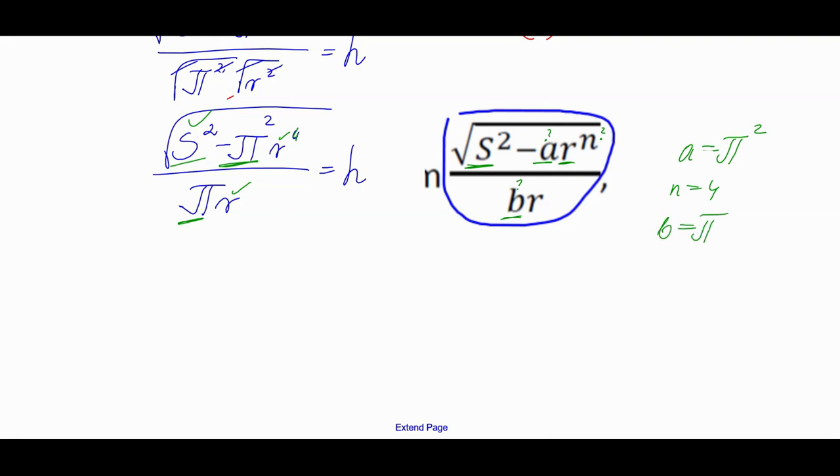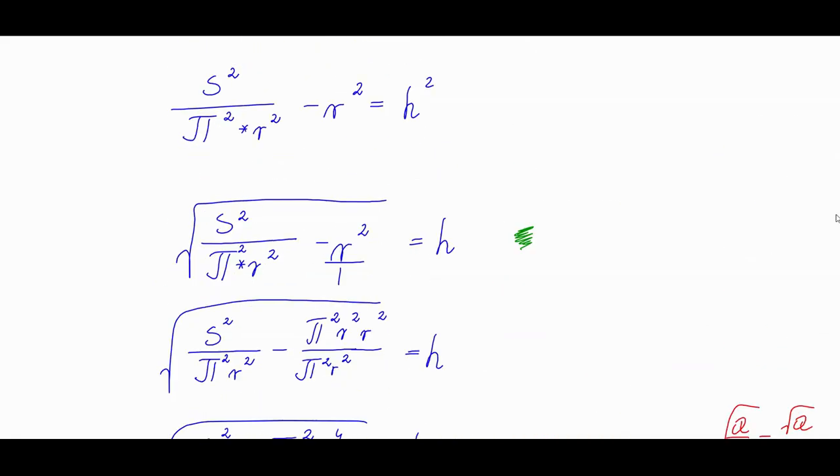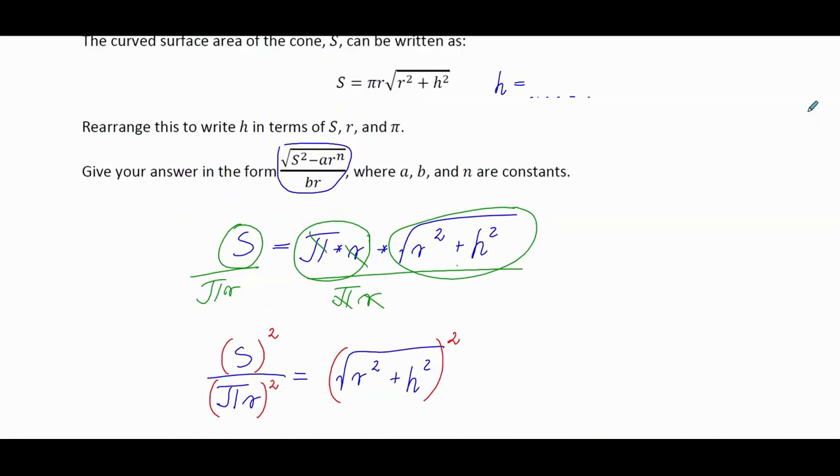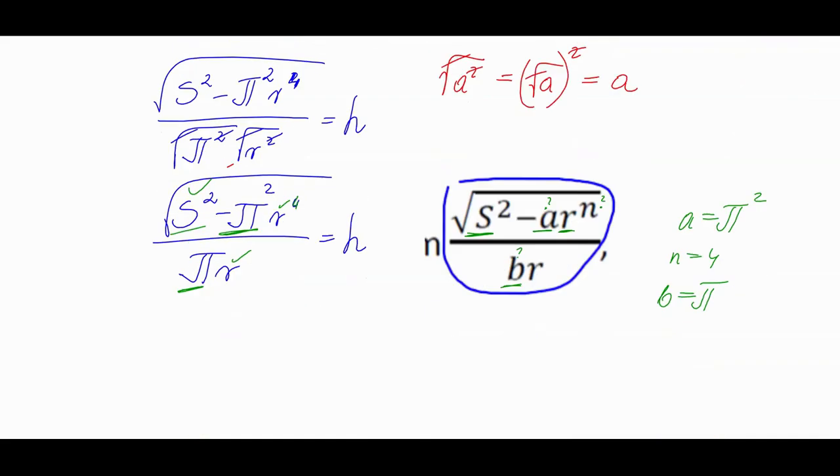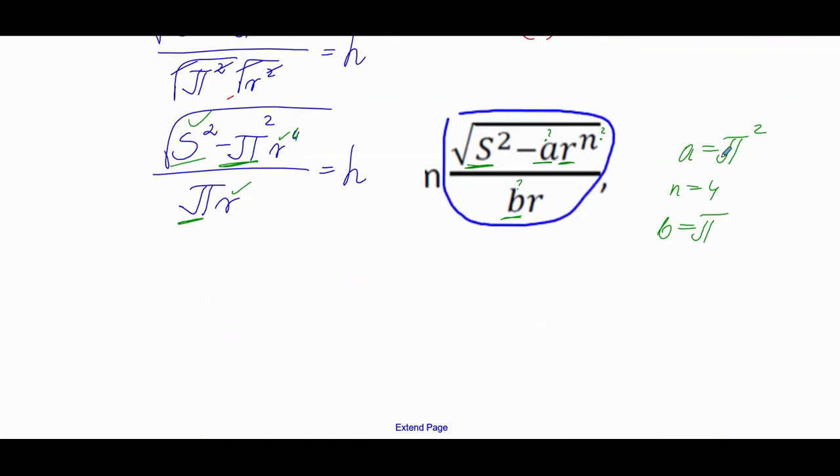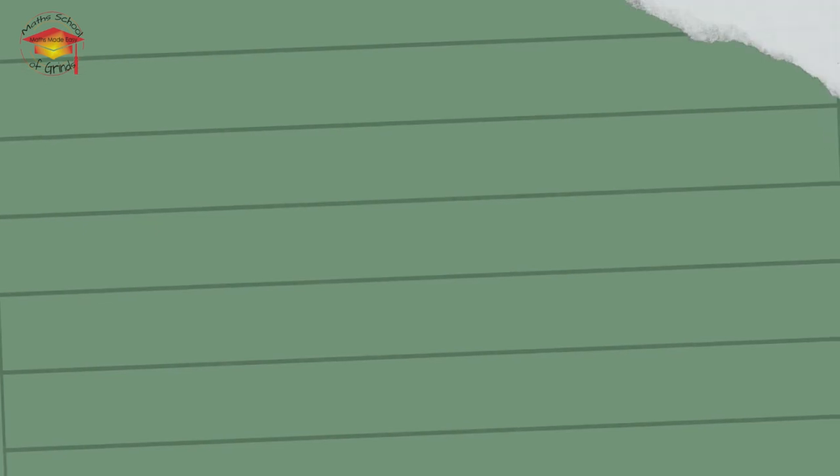So let's see how A, B, and N are described in our question, where A, B, and N are constants. What that means is they are numbers. So yes, we fulfill the condition, because pi, let's not forget, is a number, isn't it? So I have a number, a number, a number. So yes, we fulfill the terms and conditions of the answer.